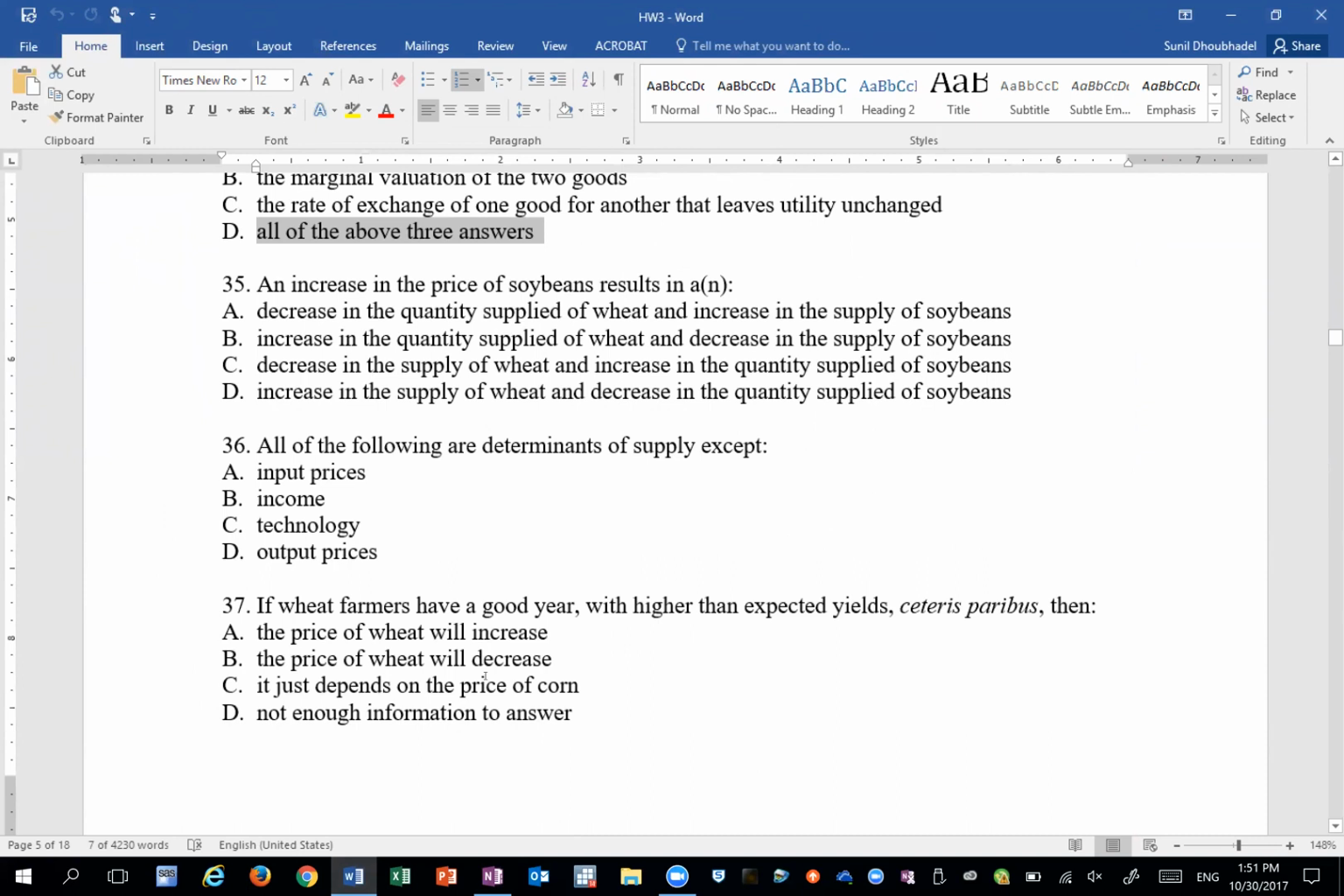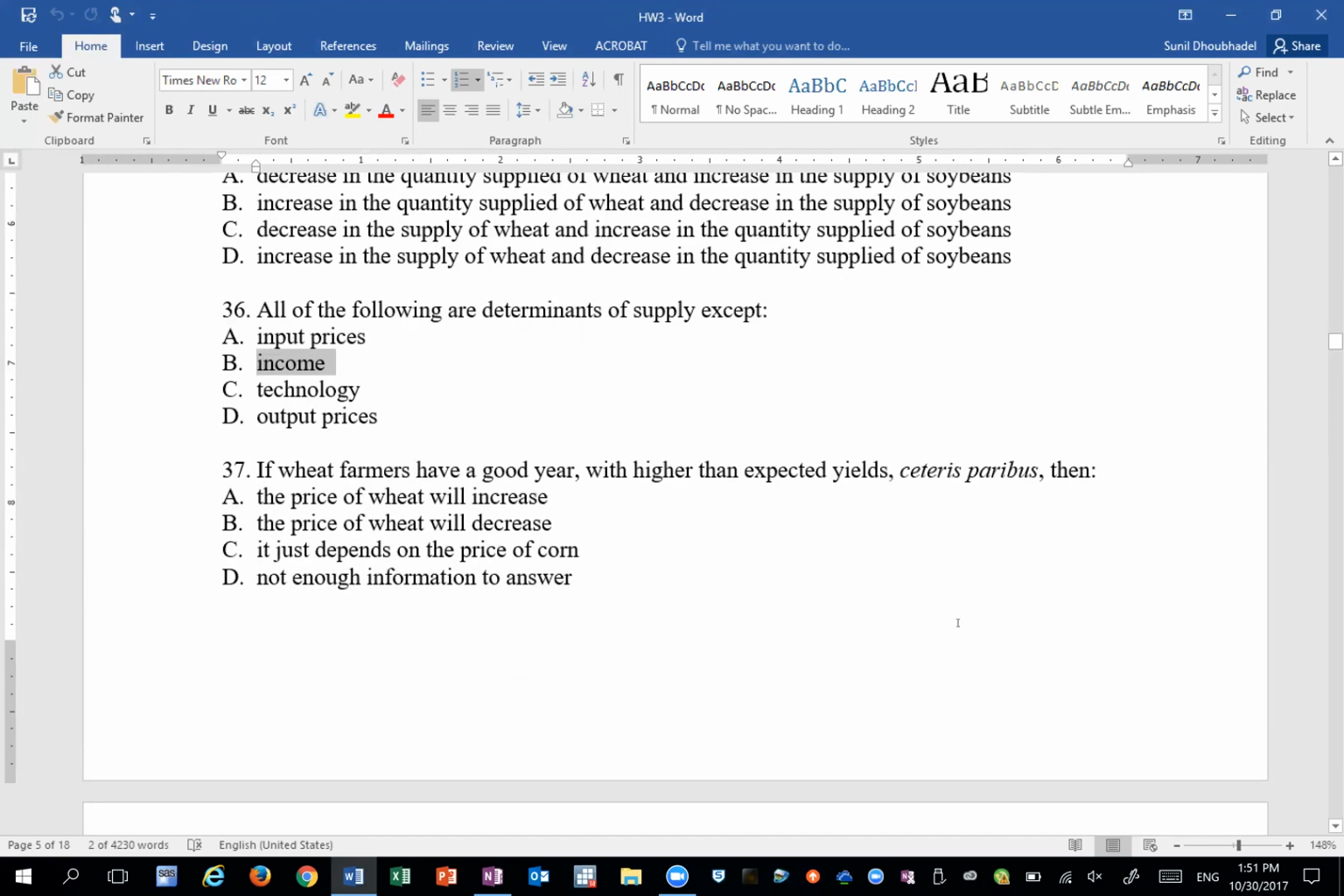Number 36, okay? Now we are coming to supply. Questions related to supply, Chapter 8, I think. All of the following are determinants of supply except: input prices, income, technology, output prices. Income. So why is income the determinant of what? Demand, not supply, okay? All others are determinants of supply except income. That is, income is a determinant of demand.